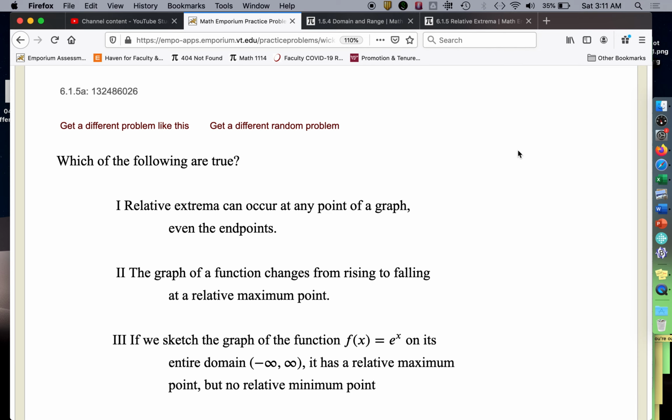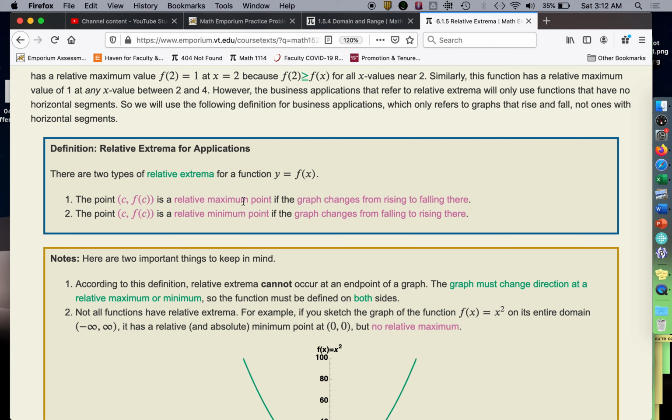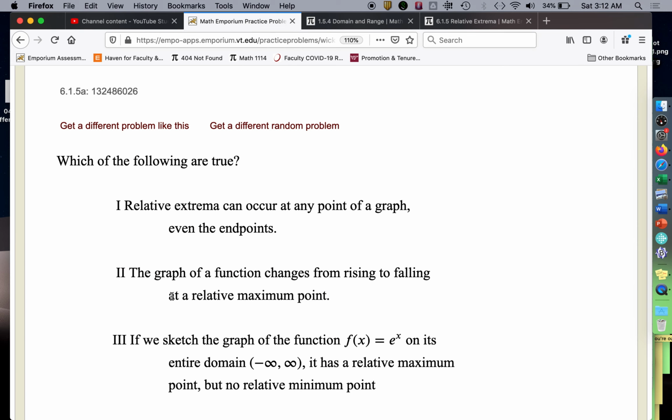It goes up and then down. All right, just in case that didn't make sense, let's look back at the same page. In this definition of relative extrema for applications, in number 1 it says the point c, f of c is a relative maximum point if the graph changes from rising to falling there. Okay, so that pretty much says what our statement 2 said. So statement 2, the graph of a function changes from rising to falling at a relative maximum point. Yes, statement 2 is true.